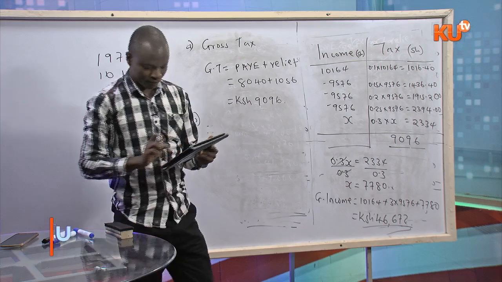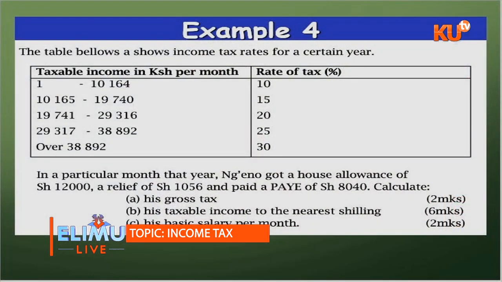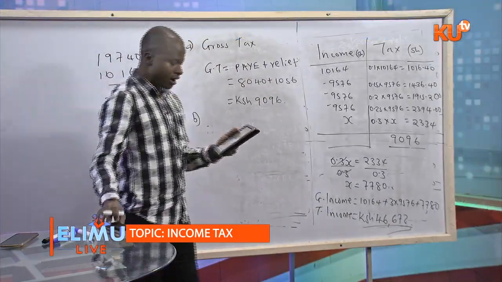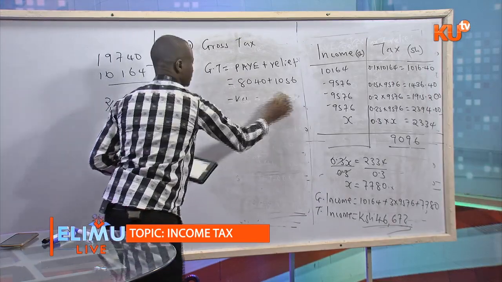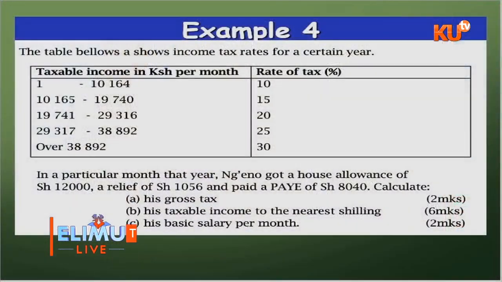So what was the question? Taxable income to the nearest shilling. So we have answered the question of taxable income. So the taxable income is 46,672. Then now, last part C, which is talking about his basic salary per month. So part C, we want basic salary.